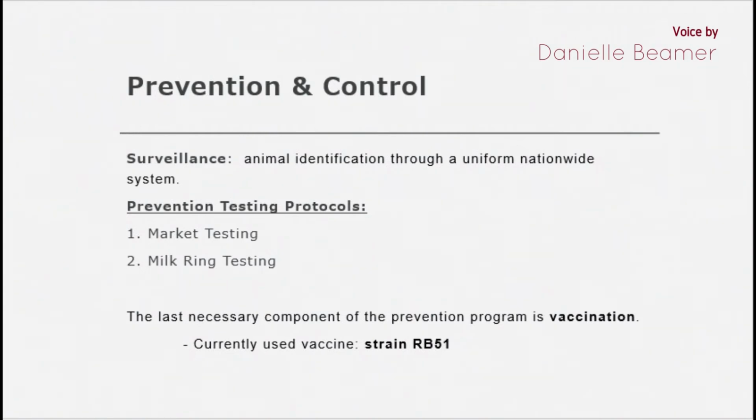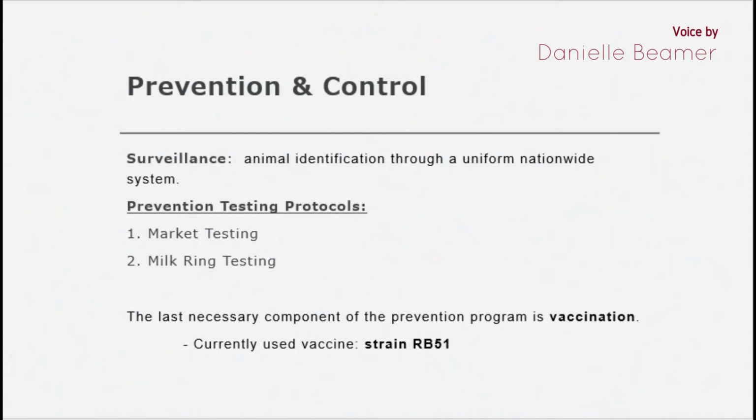The last necessary component of the program is vaccination. The original brucellosis vaccine, strain 19, caused misdiagnosis and abortions in high numbers, and so it was only administered to calves, but not vaccinating adults required more frequent testing in adult herds, and this was not feasible or adequate for preventing the spread of the disease.